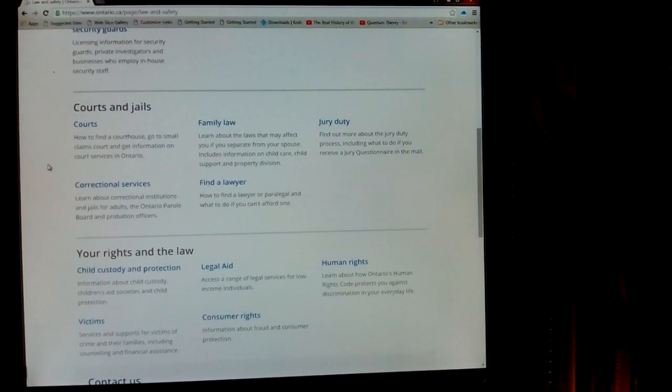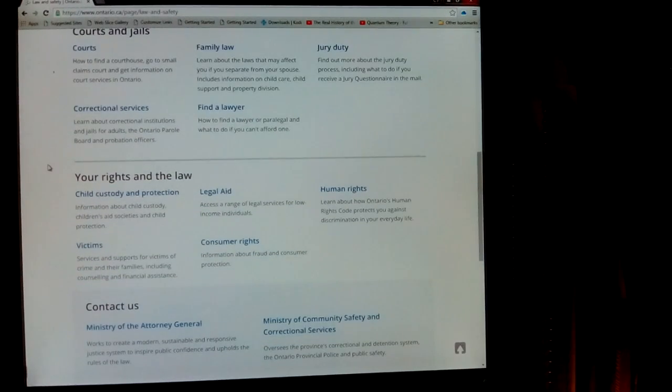Jury duty, find out more about the jury duty process, including what to do if you receive a jury questionnaire in the mail. Correctional services, learn about correctional institutions and jails for adults, the Ontario Parole Board, and probation officers. Find a lawyer. How to find a lawyer, paralegal, and what to do if you can't afford one. Really interesting because they charge you $6 on your phone bill and there's no guarantee you're ever going to get anything done for you.